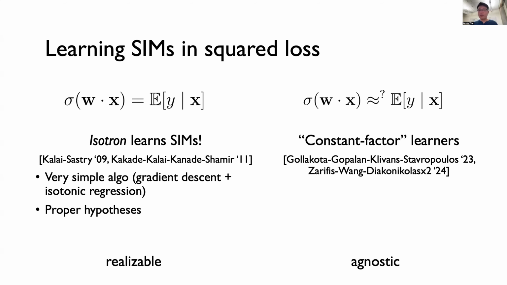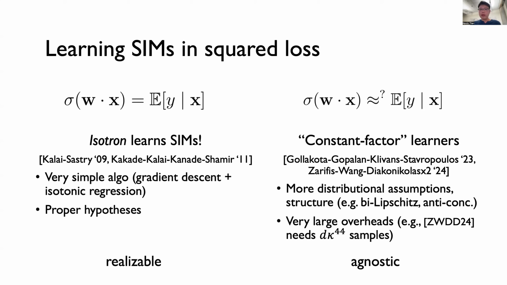Okay, on the other hand, in the agnostic setting, the guarantees of SIM learners are somewhat weaker. In particular, a pair of recent works gave a set of constant factor learners, which under mild regularity conditions approximate the squared loss up to a constant factor. However, the quantitative dependence on these regularity conditions is rather large again. In particular, the sample complexity overhead of one of these recent learners, the state of the art currently for squared loss, has an overhead of something like kappa to the 44, where kappa is the bi-Lipschitz condition number, namely the ratio of the Lipschitz parameter to the anti-Lipschitz parameter.